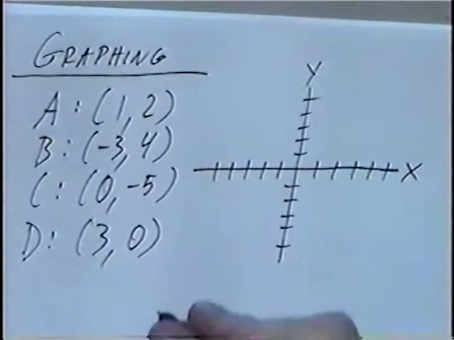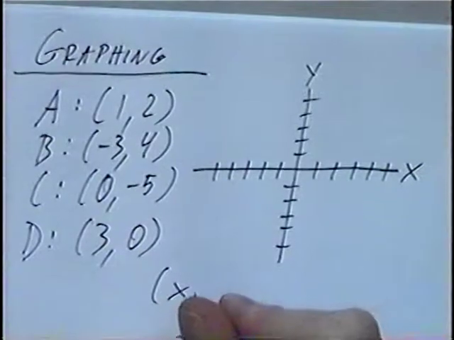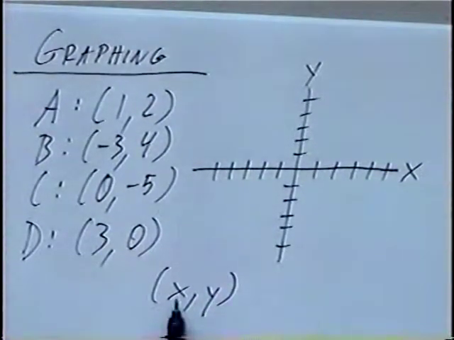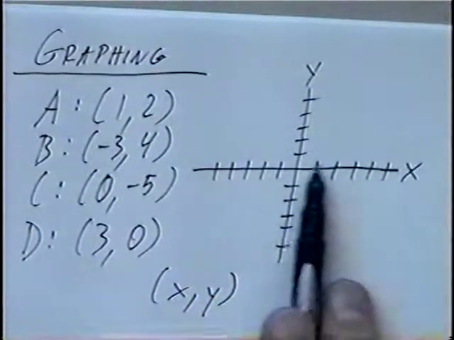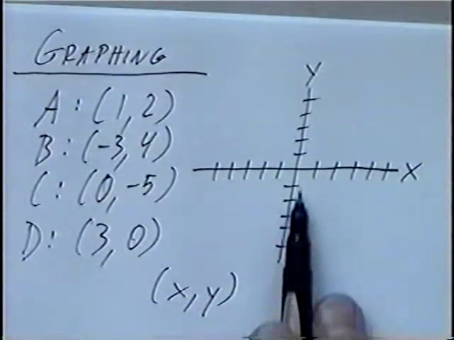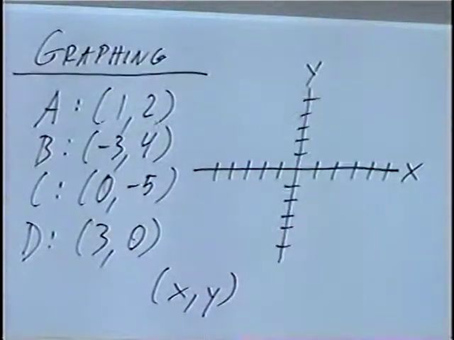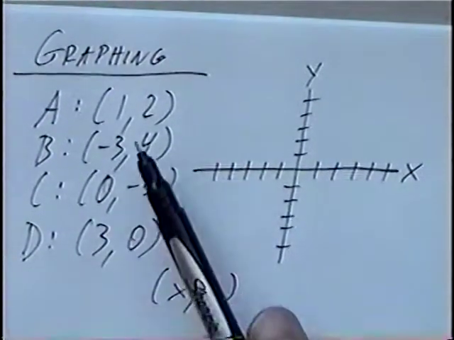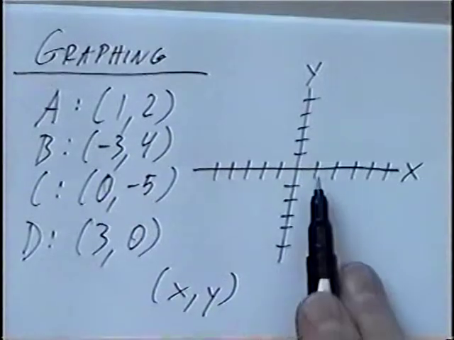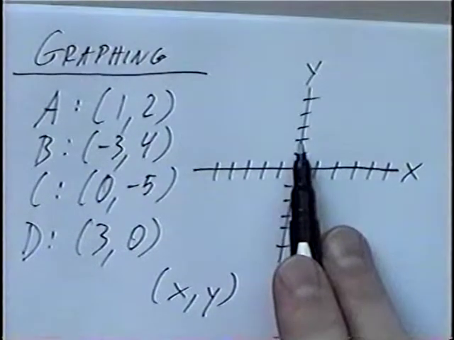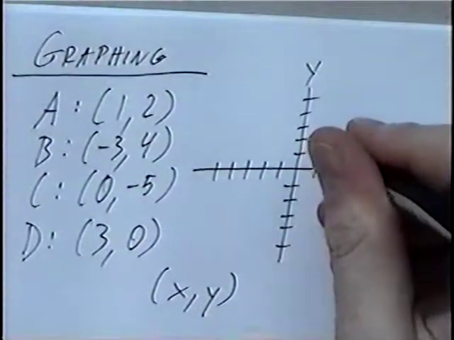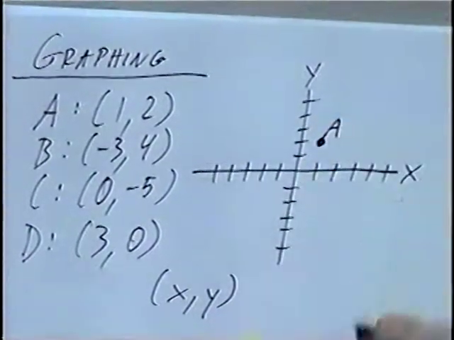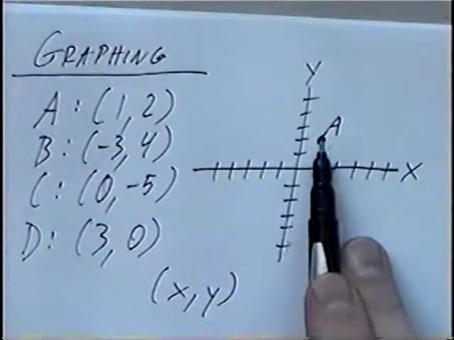And before we graph, points are always x, y. So the first number that's represented is always the x, the number that goes on the x-axis, and the second number is always the number that goes on the y-axis. So looking at the first point, (1, 2), x is equal to 1, which would be here. y is equal to 2, which is 2 spots up. And where they meet, that's our first point that we can label as point A at (1, 2).